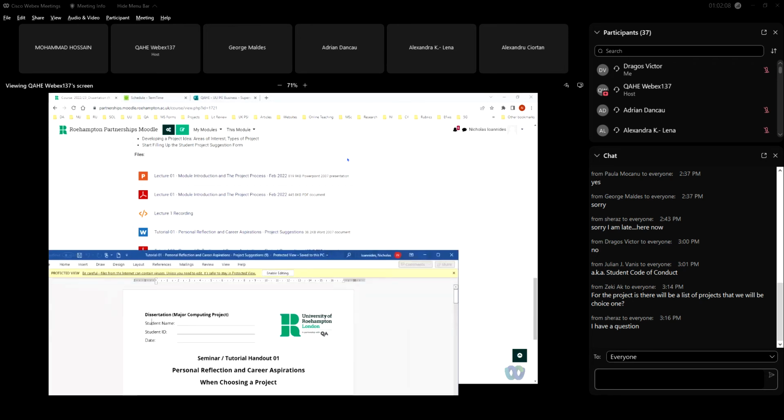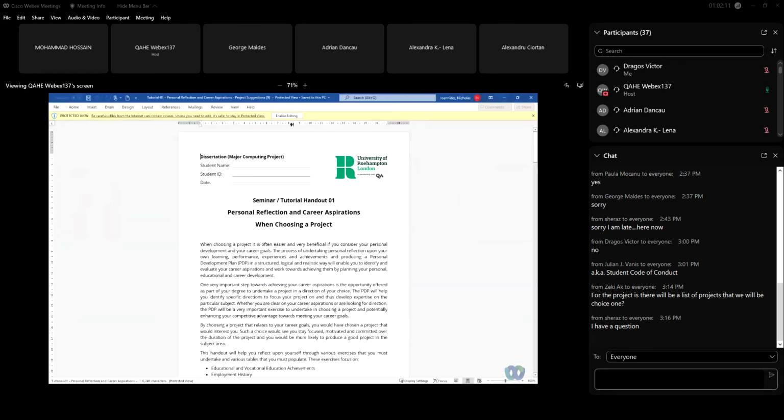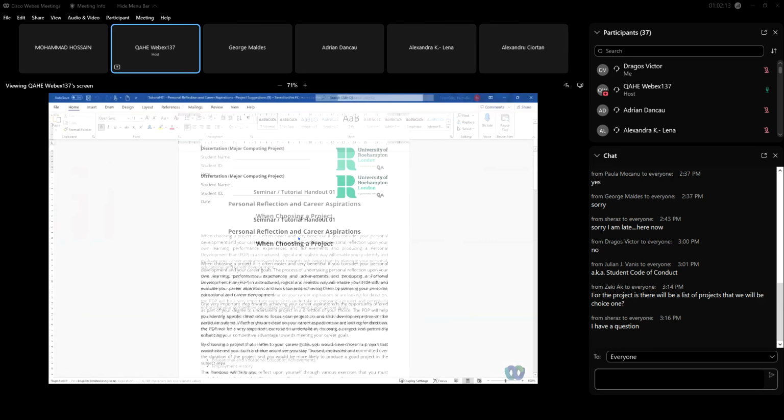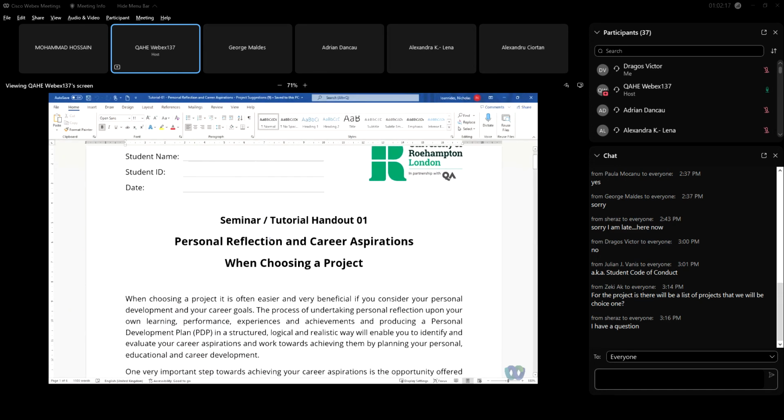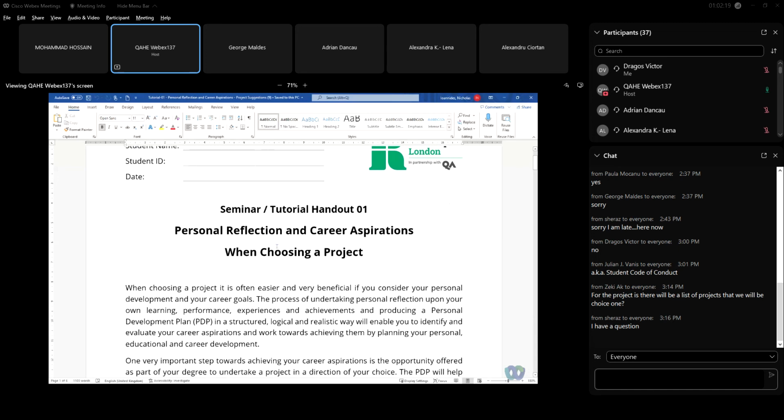And let's have a look at this handout, right? What is the purpose of this handout? It is to help you reflect on your strengths and your weaknesses and come up with your career aspirations and a topic which is going to help you in that direction, right?